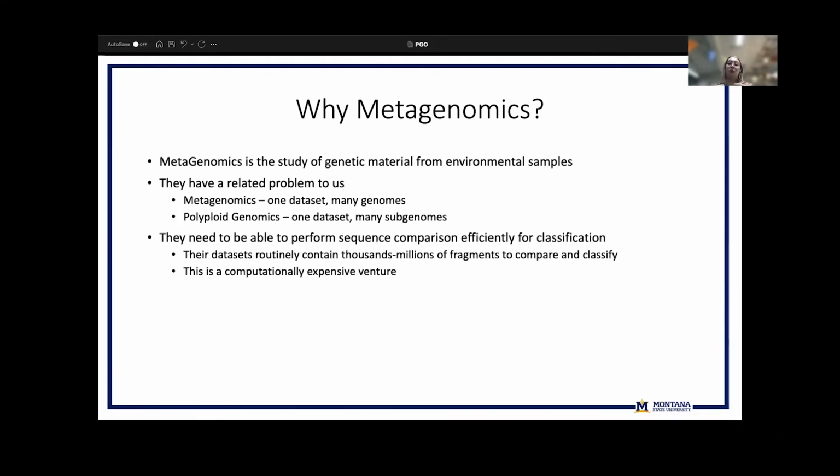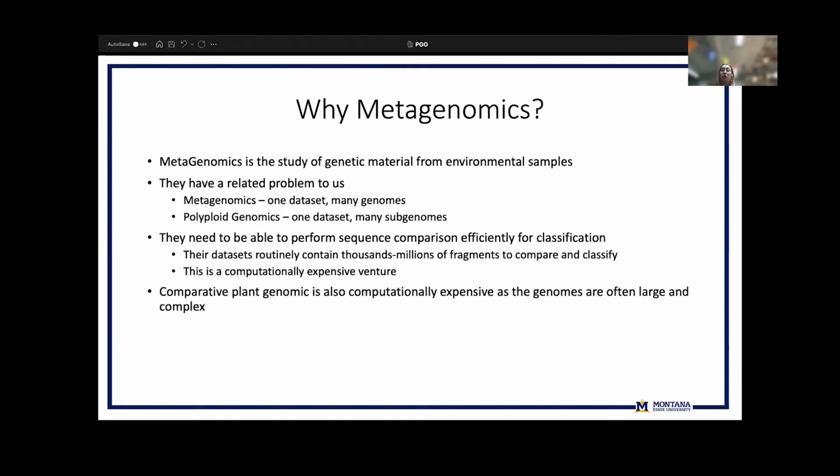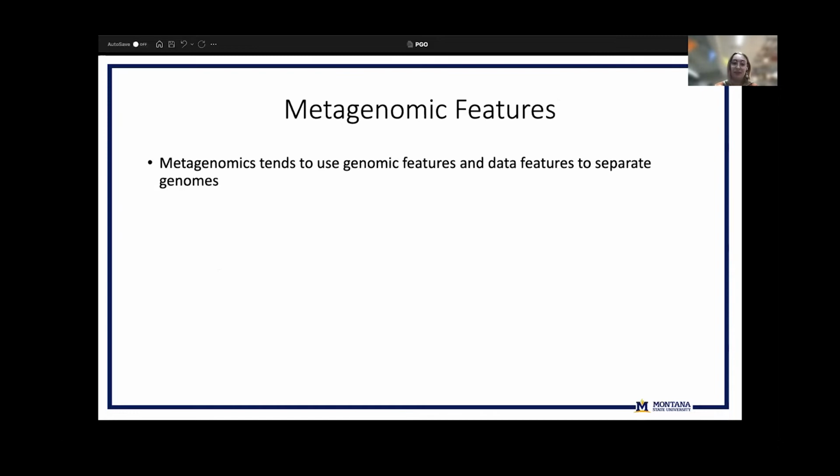With metagenomics, they need to be able to perform sequence comparison very efficiently for classification. Their data sets routinely contain thousands to millions of fragments to compare and classify, and as I'm sure you can understand, this is very computationally expensive. Anyone who works with plant genomics also knows that our comparative genomics is computationally expensive because our genomes are often very large and complex.